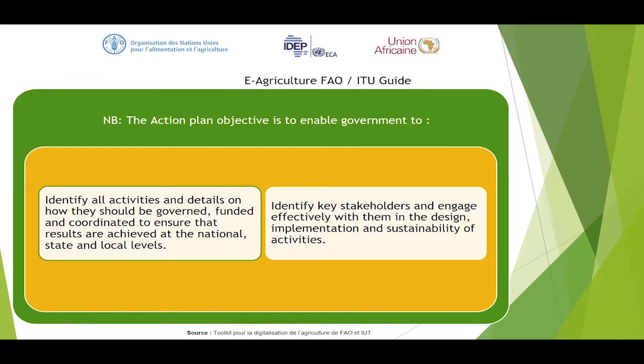So the action plan objective is to enable governments to, first of all, identify all activities and details on how they should be governed, funded, and coordinated to ensure that results are achieved at the national, state, and local levels. And number two, to identify key stakeholders and engage effectively with them in the design, implementation, and sustainability of activities. I think these are both very, very important.